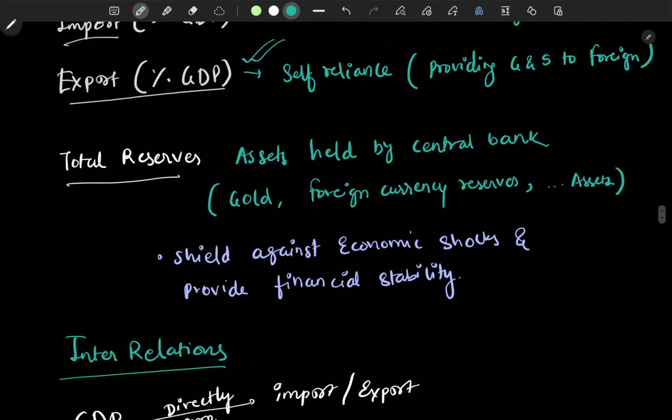And total reserves: assets held by the central bank, gold, foreign currency reserves and assets, which act as a shield against economic shocks such as COVID, the 2008 crash, wars, and geopolitical issues.